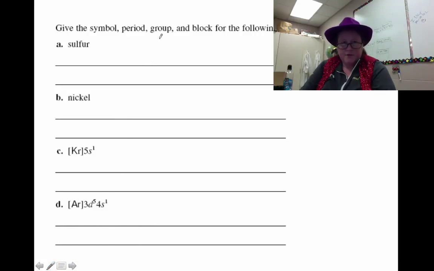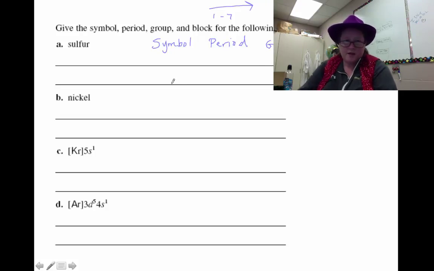Alright. So, we need the symbol, the period, and periods go like this on the periodic table, and our options are 1 through 7. The group and the block. It is going to be either group 1 through 18 and block s, p, d, or f. So you can pause it right now and practice if you like.